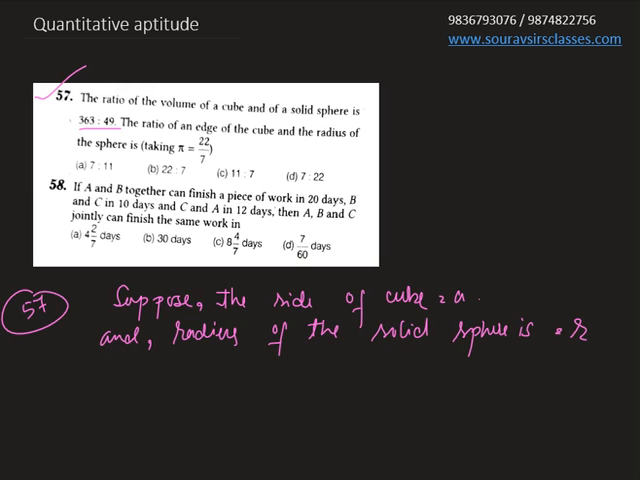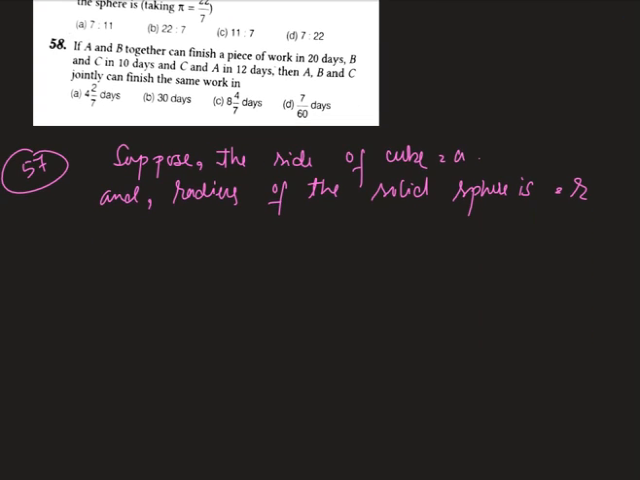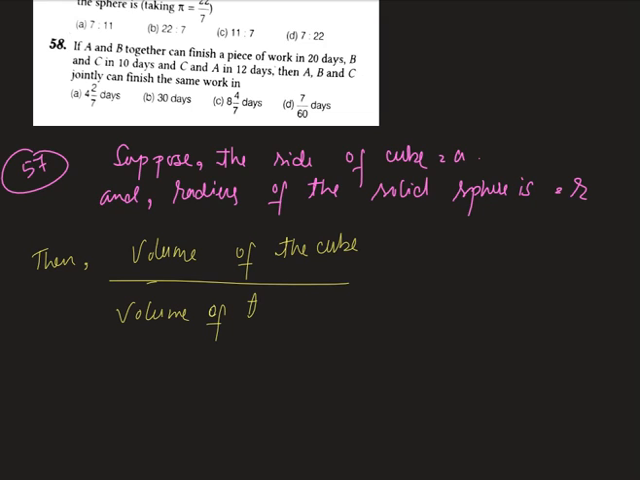Now by the question, volume of the cube divided by volume of the solid sphere is 363 divided by 49. The volume of the cube divided by the volume of the solid sphere is equal to 363 divided by 49.